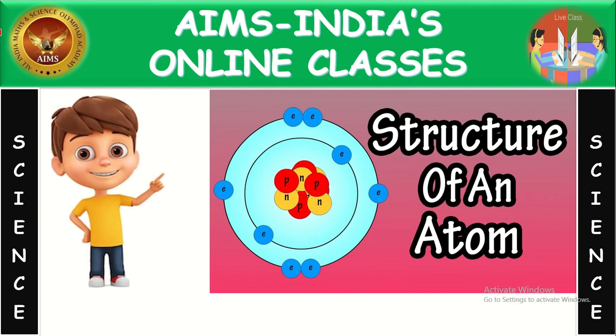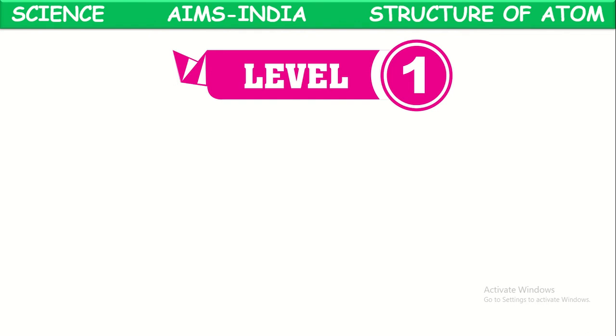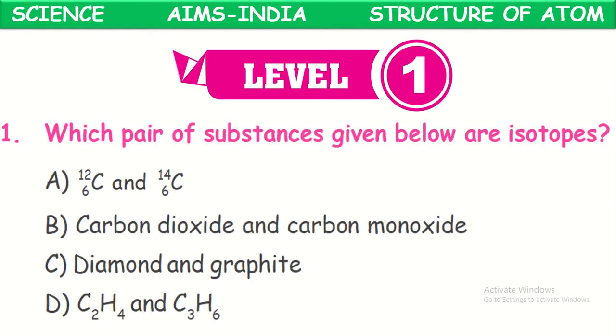Now in this session we are going to see a practice sheet, which we call the Olympiad practice sheet related to this chapter. Let us see first the level 1 questions related to this chapter. See the first one. Which pair of substances given below are isotopes?